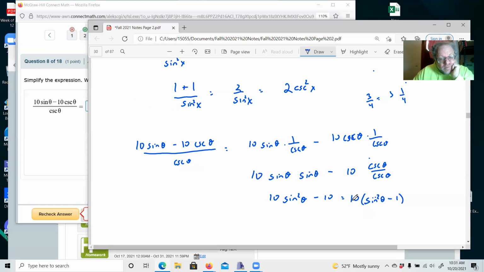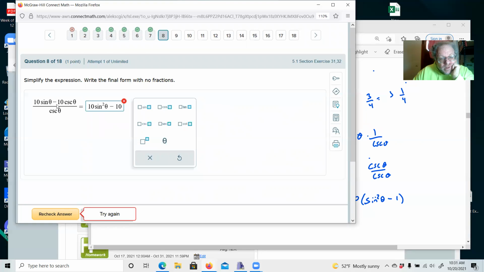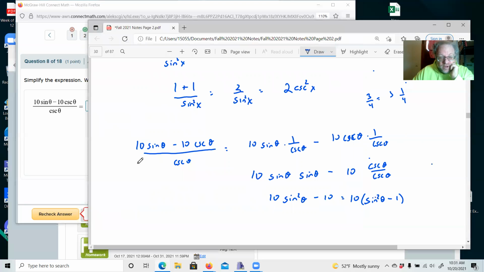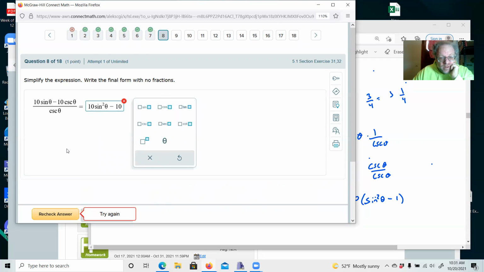No, I like the bottom one being a 1. Sine over cosecant, sine times cosecant will be 1, but sine over cosecant is going to be sine squared. Okay. So I don't know exactly what they want us to have here. I'm just going to recheck it twice to see what happens.